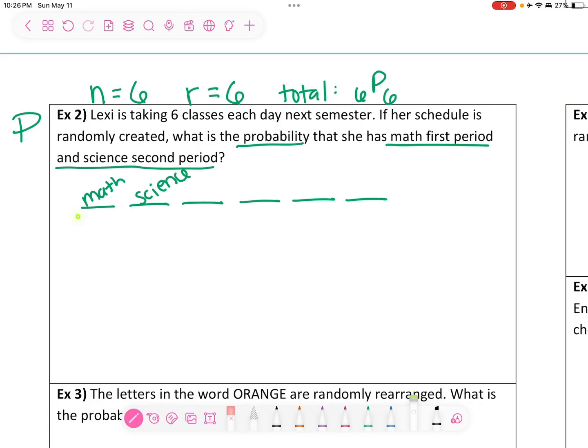So these two are locked in. We can't do anything about math and science, right? We want the probability that those are exactly in that spot. The only ones that we are unsure of is the other 4.